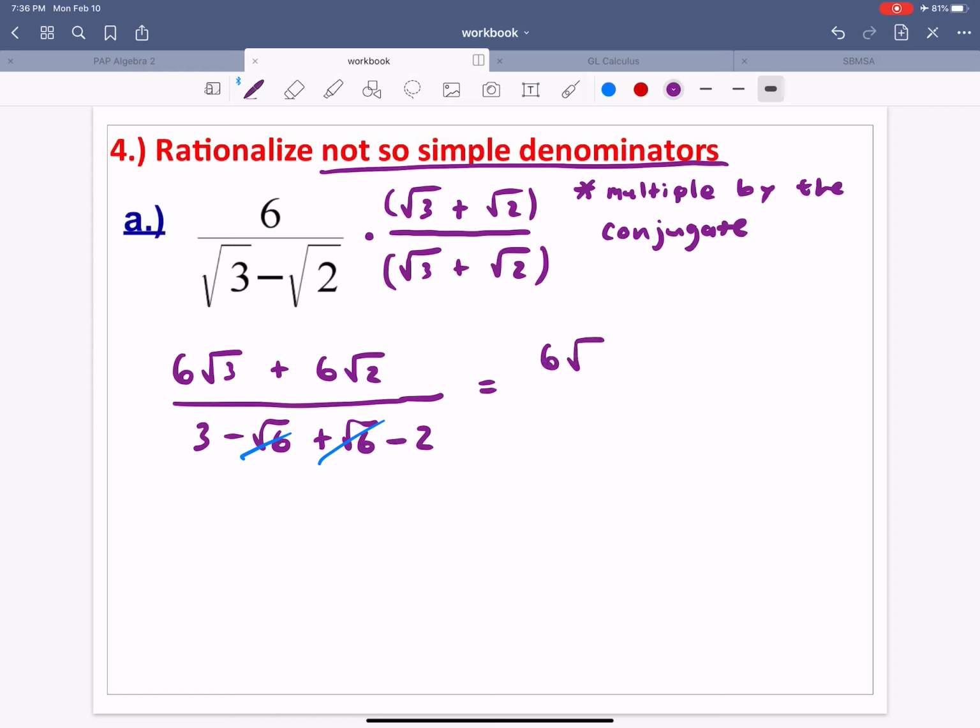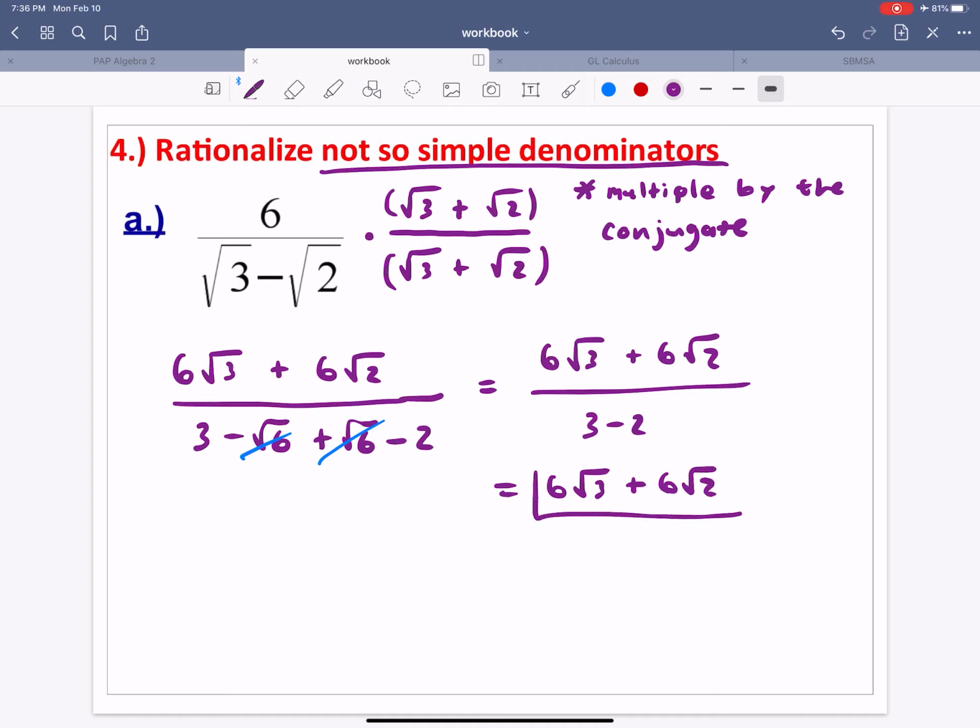So the top becomes 6 root 3 plus 6 root 2 all over 3 minus 2, which would give me 1. So this is going to simplify to 6 root 3 plus 6 root 2. Final answer. Now remember that you cannot combine these. They're not like terms. For radical expressions to be like terms, you have to have the same number on the inside of the radical. Okay?